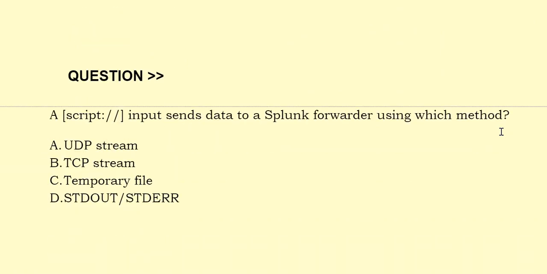Our next question is, a script input sends data to the Splunk forwarder using which method? Option A, UDP stream. Option B, TCP stream. Option C, temporary file. Option D, stderr. The correct answer is option C.